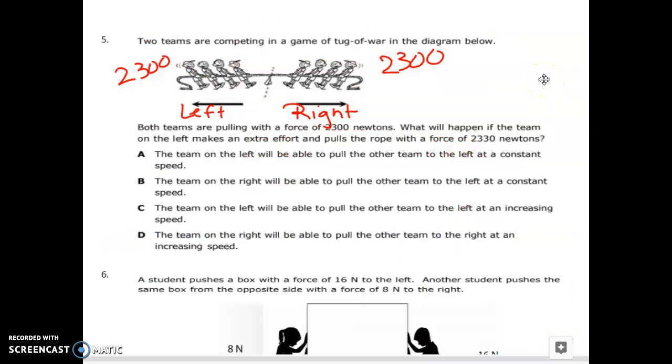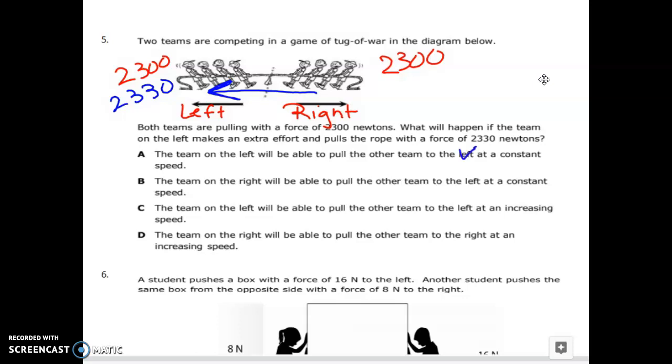Number 5, two teams competing in a game of tug of war in the diagram below. Both teams are pulling with the force of 23 newtons, so I've got 23 newtons on each side. What will happen if the team on the left, these guys over here, make an extra effort and pull with a force of 2330? Well, what's going to happen is that these are going to start shifting this way to the left side, and it is going to then be unbalanced by a force of about 30 newtons. So the team on the left will be able to pull the other team to the left.